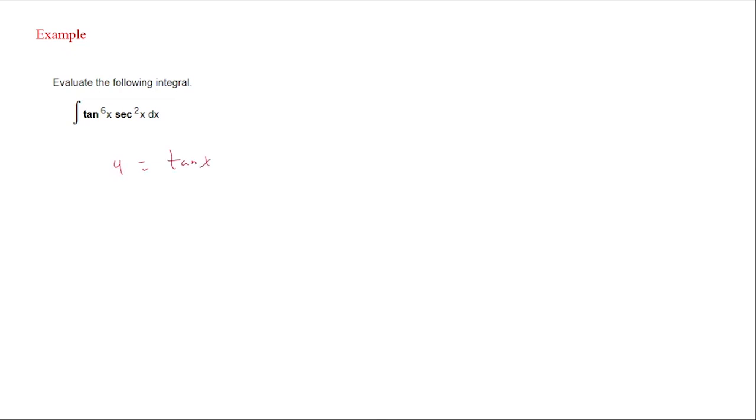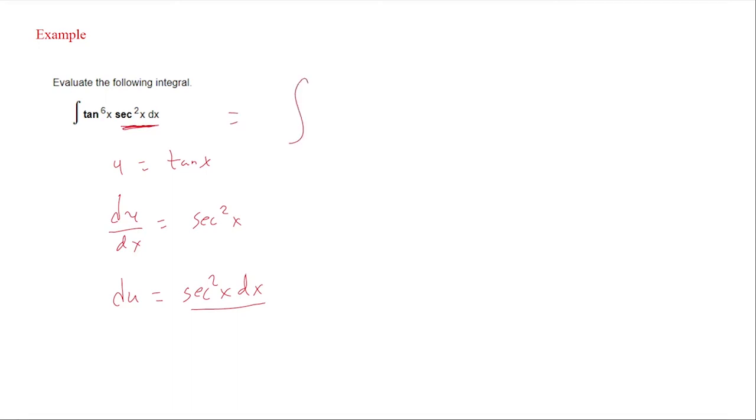By doing that, what happens is we can say du, if you find the derivative of tangent of x with respect to x, it will be secant square of x. So that means du can be replaced by secant square x dx, meaning the secant square x dx, as you can see, is available here. I can replace this by du. So after that, I can change this problem.